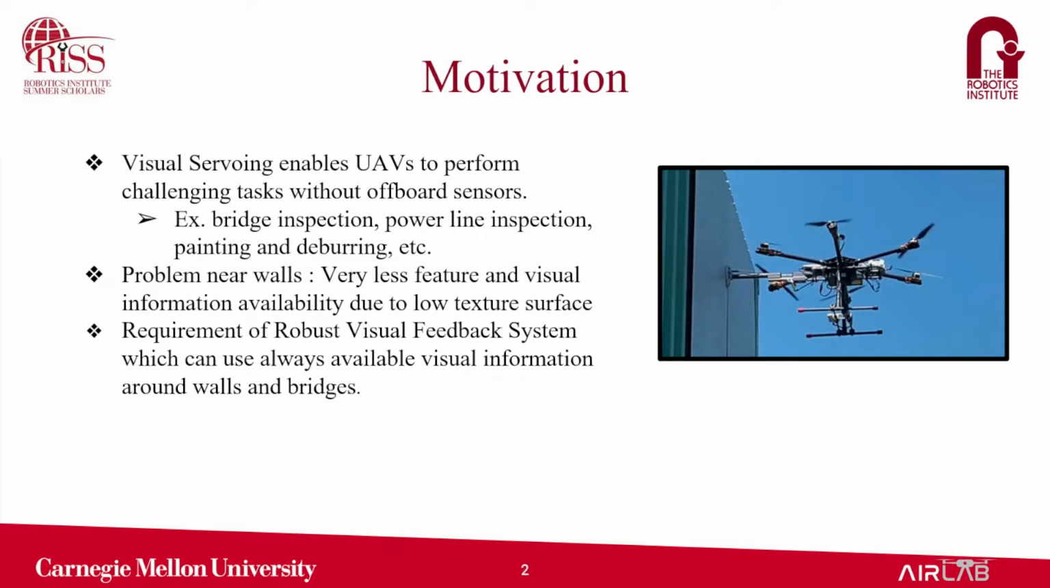Near walls and bridges, it can become very hard to use visual servoing due to presence of low textured surfaces and very less visual features and visual information. There may or may not be enough good features available for processing. A requirement arises for a robust and efficient visual feedback system which uses the information, which does not rely on smoothness of the surface and only relies on always available visual features which are present near walls and bridges.